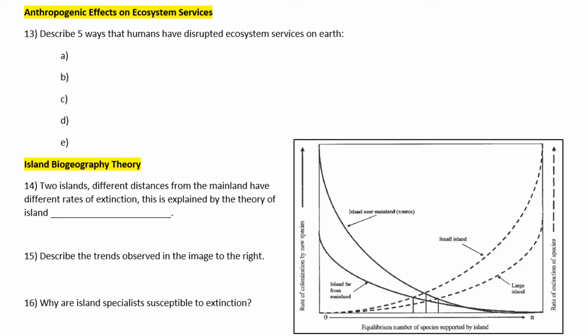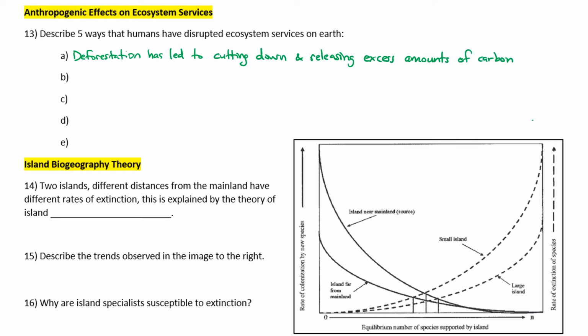Number 13, describe 5 ways that humans have disrupted ecosystem services on Earth. So, first one is deforestation. Deforestation has led to cutting down and releasing excess amounts of carbon back into the atmosphere, leading to climate change.